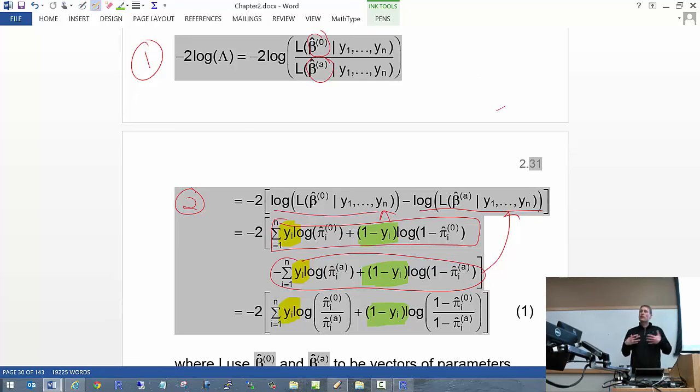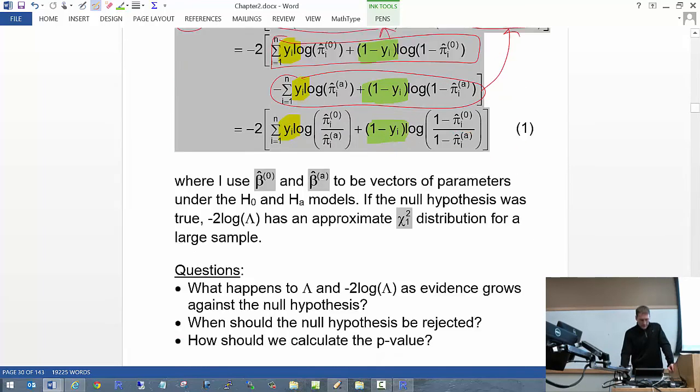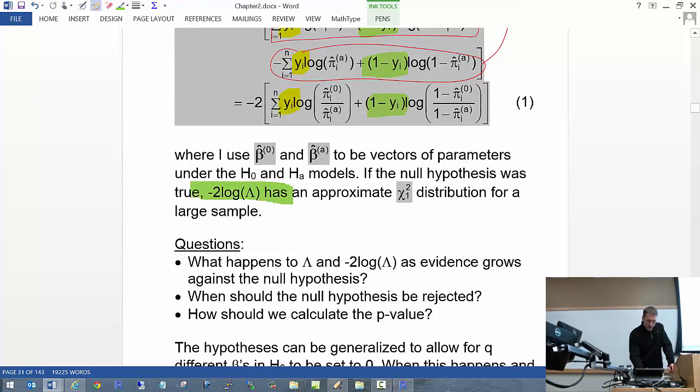Basically it's going to give us a numerical measure to determine which one's better: the ones under H0 or the ones under HA? We can compare negative 2 log lambda to the chi-square 1 distribution.